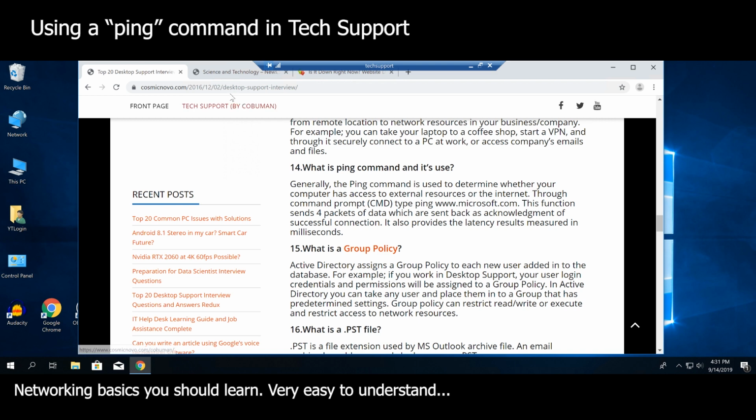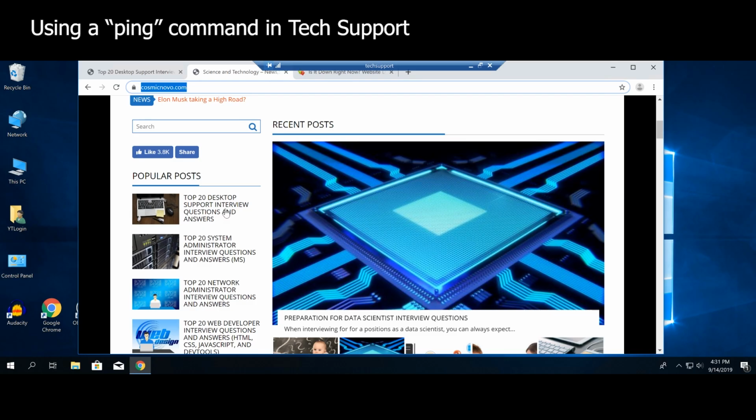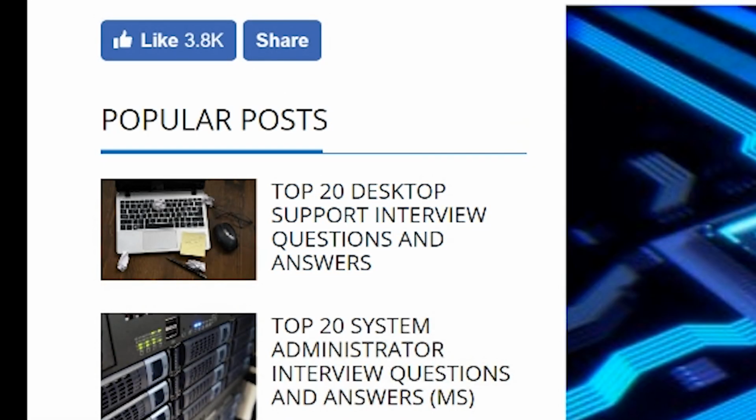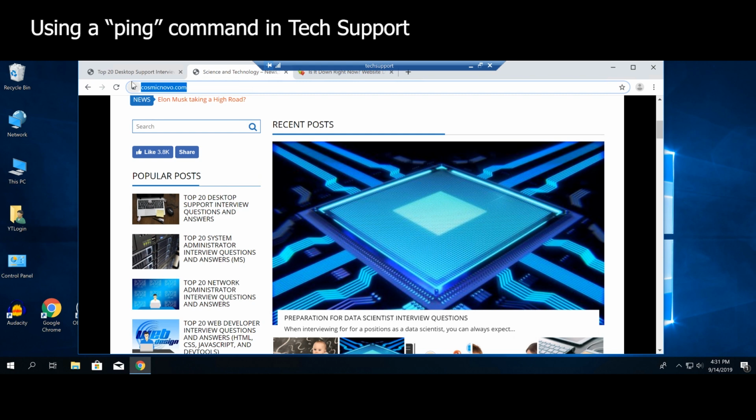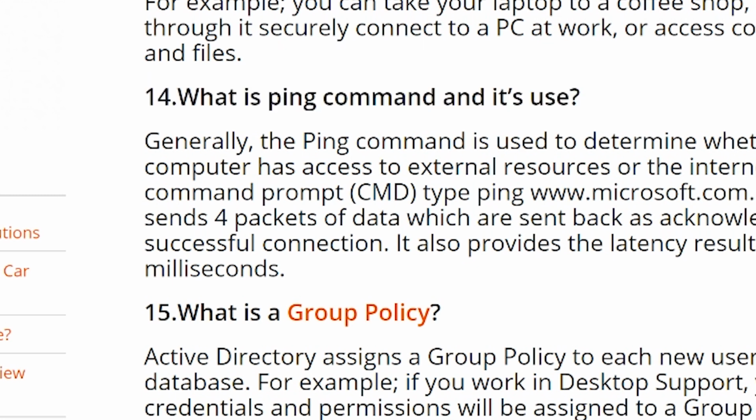So let me show you how I got this idea. I went to cosmicnova.com, which is my website, and then I picked one of my popular articles called Top 20 Desktop Support Interview Questions and Answers. There's a link right here if you want to check it out. And I picked just a random thing that I saw, question number 14: what is a ping command and its use?